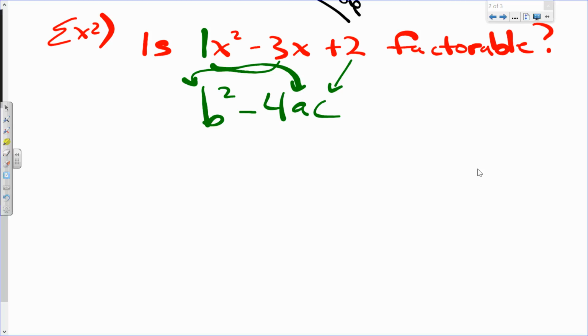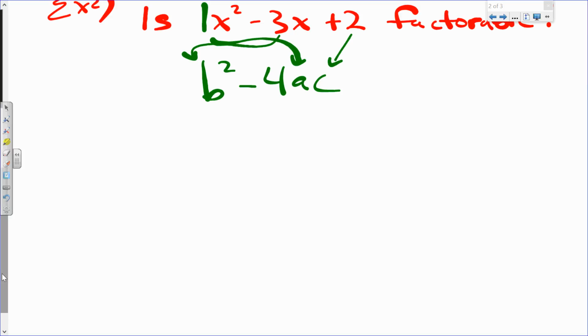Here we go. Negative 3 squared minus 4 times 1 times 2. Again, here's my little quirky thing I like to do. I like to put the plus negative just so I know it's a negative 4 I'm dealing with. All right, here we go.